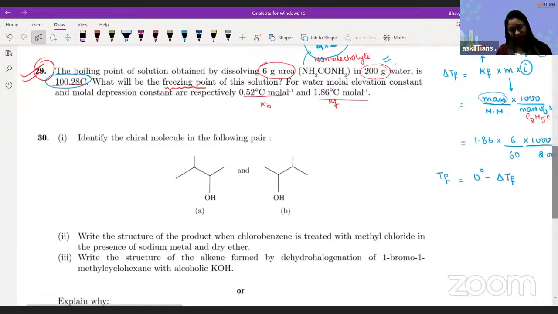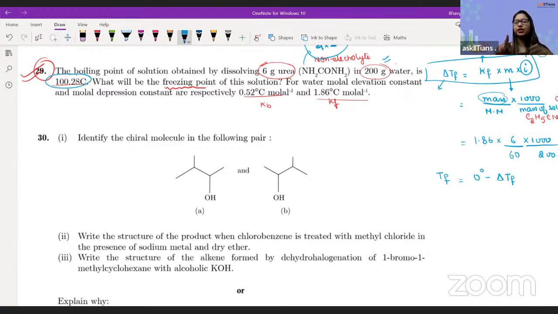Okay, I hope this was clear. I hope you understand this was a very direct question. Just formula application. You make sure that whenever we are writing the formula, we inform each thing: what does delta Tf represent? What is Kf representing? What is m representing? What is i representing? And how to put the values properly, solve each thing, give the answer, you will 100% get 3 marks. Okay.